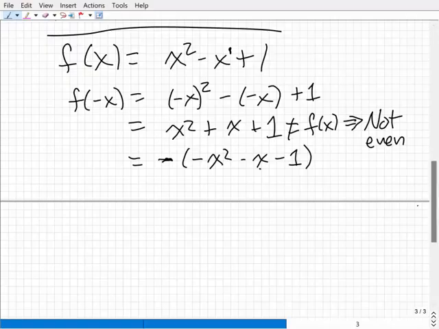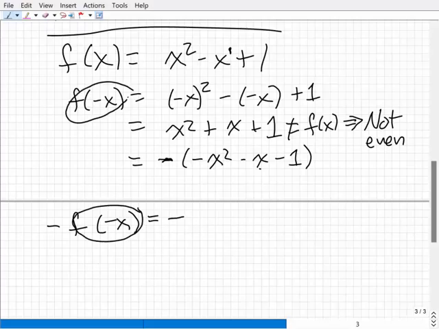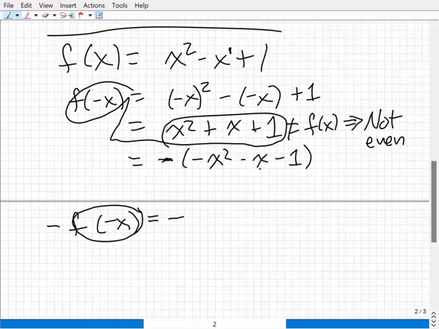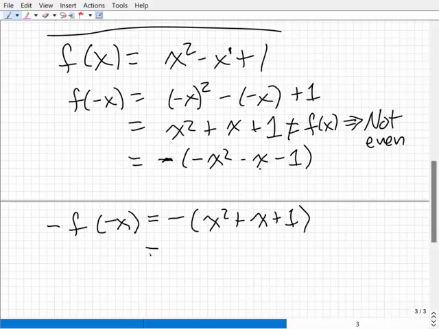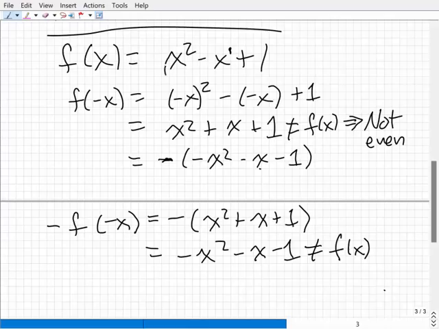But again, the way the book wants you to do it is say, well, okay, now that we know what this is, what would this be equal to? Well, we have a minus sign, and this we already calculated to be that. So replace this with what we already found, x squared plus x plus 1. And we get minus x squared minus x minus 1. So is this equal to the original function? No, it's not. This is not f of x. It's different. Plus minus plus, minus minus minus. So therefore it's not odd.